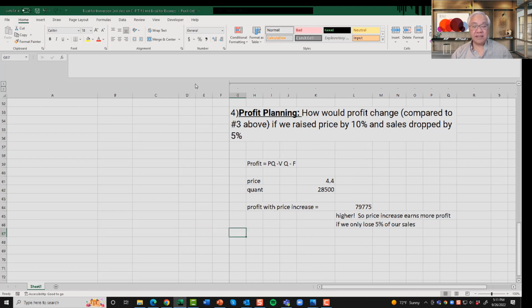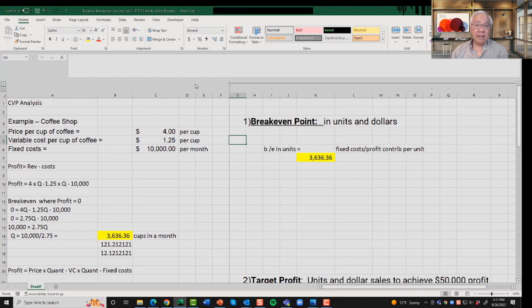So notice what we just did. We took one basic idea, the profit formula, and we did 4 different things. What's the break-even point in units? Oh, by the way, sometimes people say, what is that in dollars? Well, that's really easy. The units times $4 means the sales would be this amount, 14,545. All right. So if that's the case, we would break even.